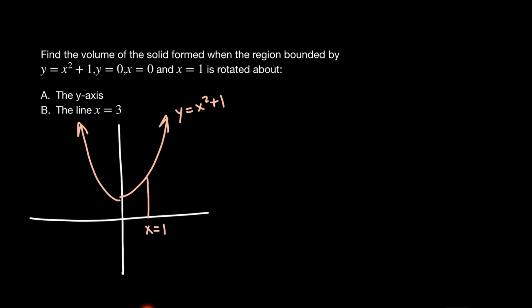So y equals x squared plus 1, that is a parabola. It's been shifted up 1 unit. y equals 0 and x equals 0 are my axes, and then I've drawn in x equal 1. So the region we're talking about lies under the function y equals x squared plus 1 and lies in the first quadrant. We're going to take this region and we're going to rotate it around the y-axis.